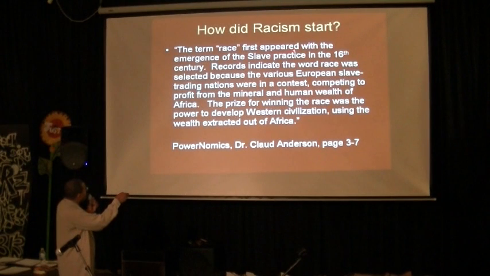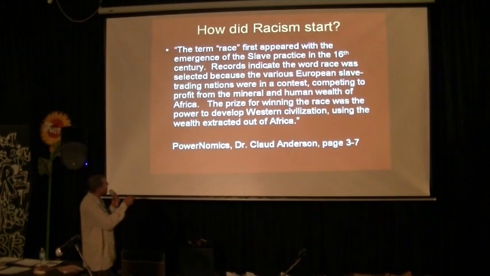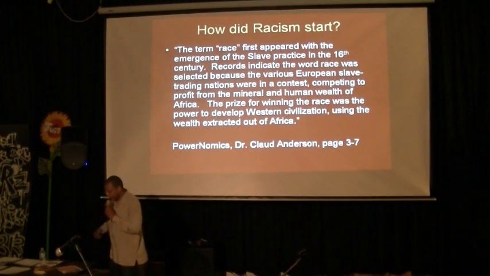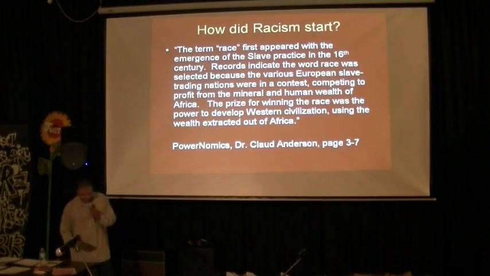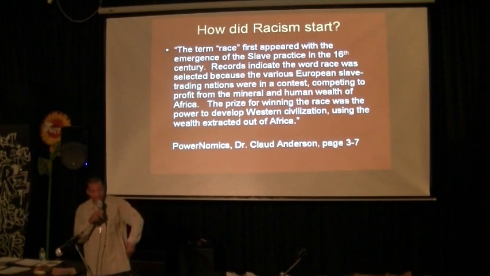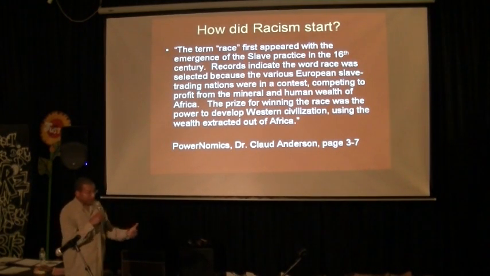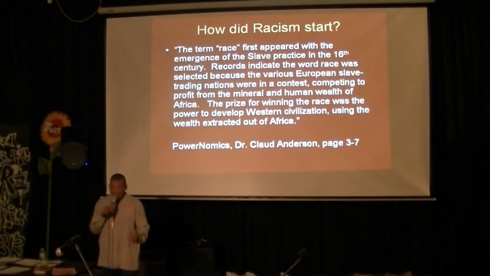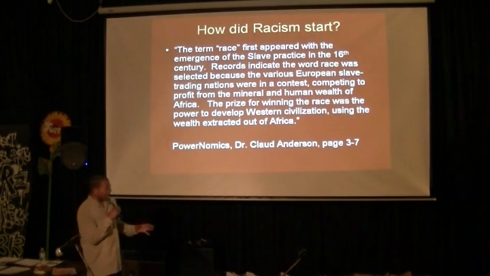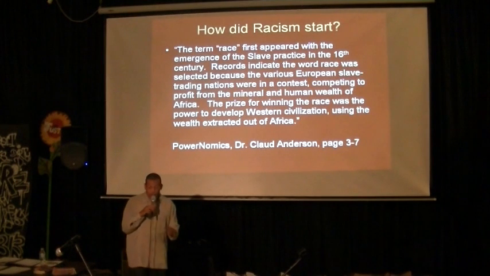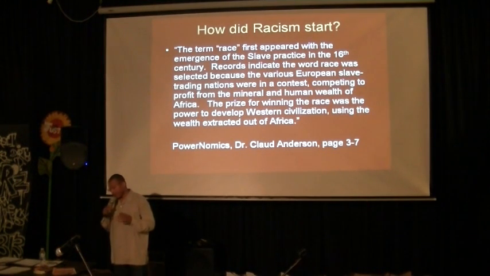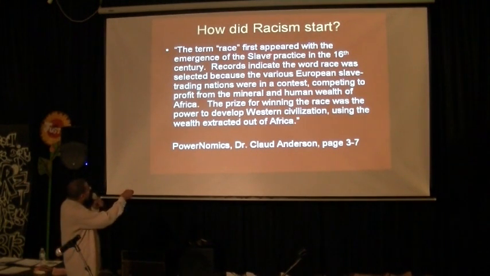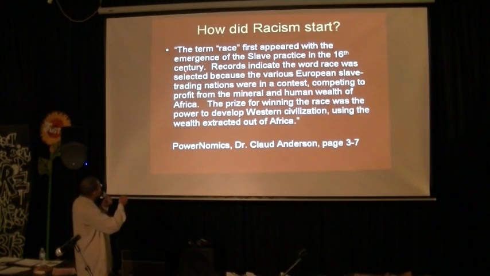The term race first appeared with the emergence of the slave practice in the 16th century. 16th century is dealing with the 1500s for those that don't study history a lot. And then also BC counts down, AD counts up. BC means before Christ. You may also see BCE, which means before the Common Era. AD does not mean after death. AD means Anno Domini, in the year of our Lord. You may see it expressed as CE, Common Era.